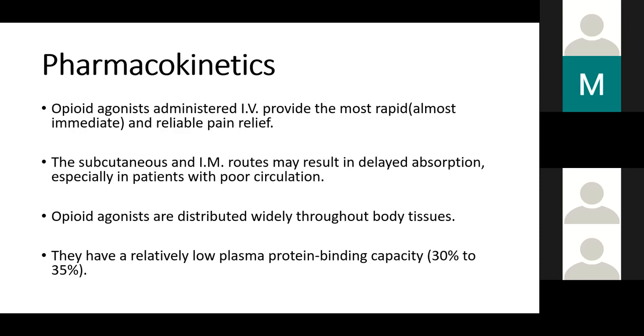The opioid agonists are widely distributed throughout body tissues, and they have a low plasma protein binding capacity, meaning that they don't readily bind to plasma protein. So a lot of the unbound or the free drug is available in the circulation for action.